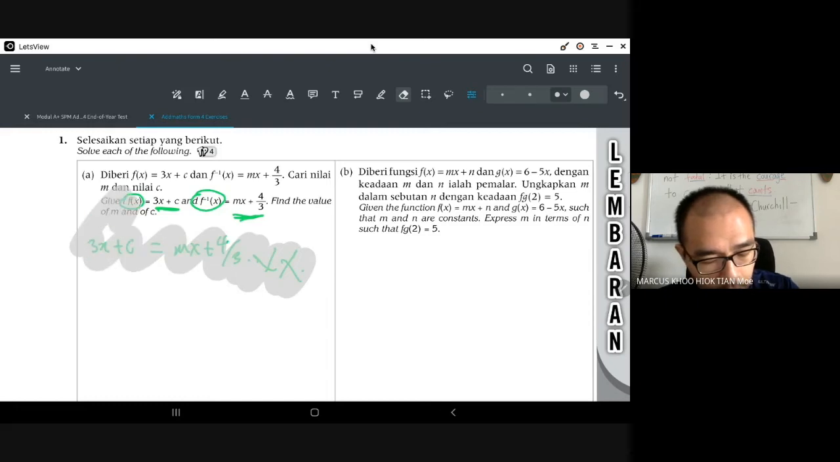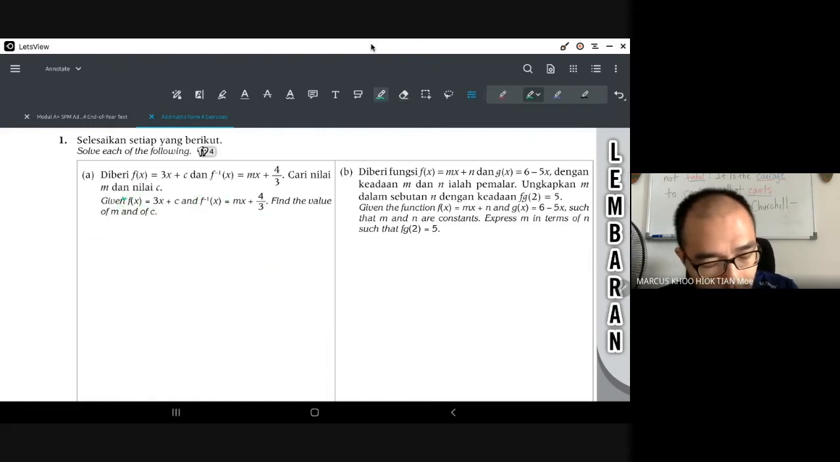Look at these 2 equations, everybody. One is f(x) and one is f minus 1 of x. How can it be the same? It's like saying that Sinbury and I are the same person. No, we are not. One is a guy, one is a girl. How can it be the same?